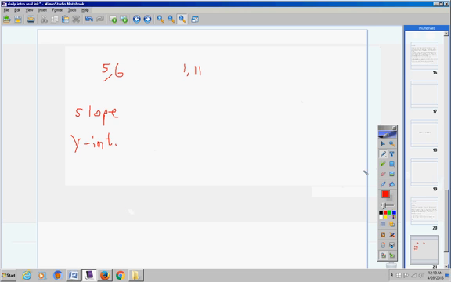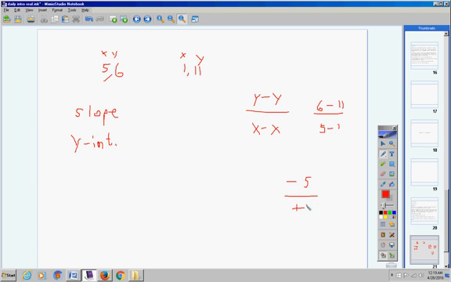So, how do you find the slope when you're given 2 points? Do you remember? We learned this earlier this year. y minus y over x minus x. Here's your x, here's your y. Here's your x, here's your y. So y minus y, that would be 6 minus 11. x minus x, that would be 5 minus 1. Now, 6 minus 11 is negative 5. 5 minus 1 is positive 4. A negative over a positive is negative, so the slope is negative 5/4. So there's your slope.